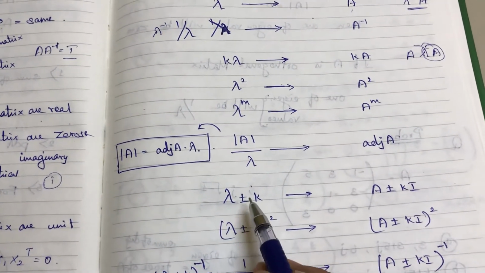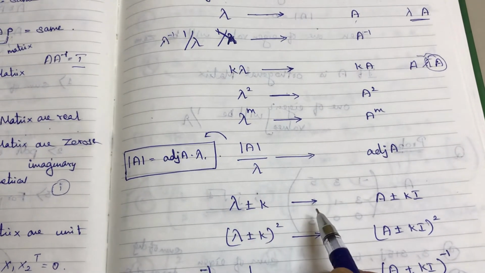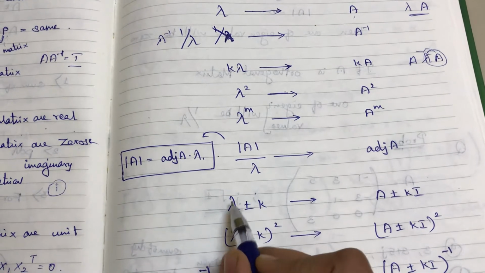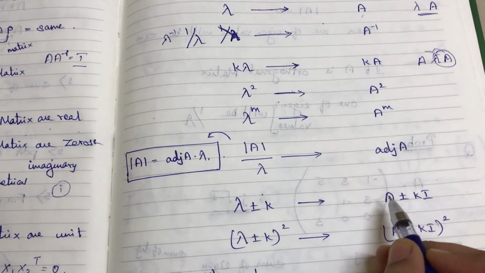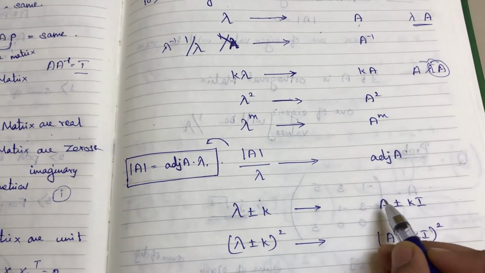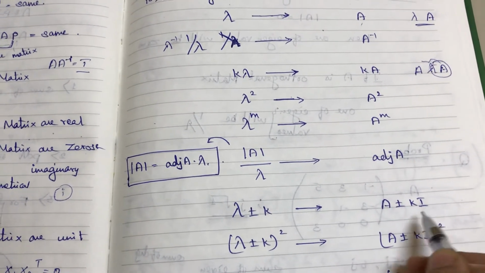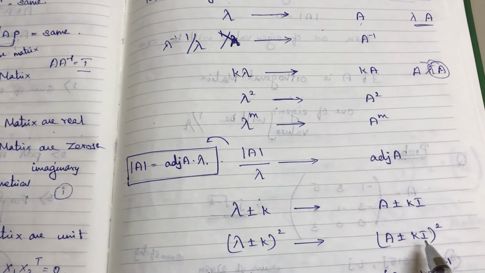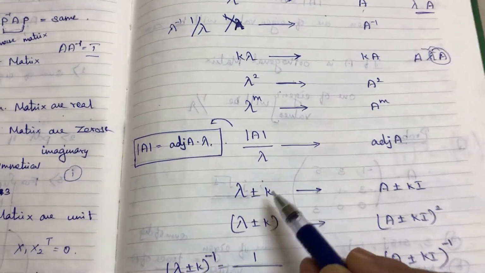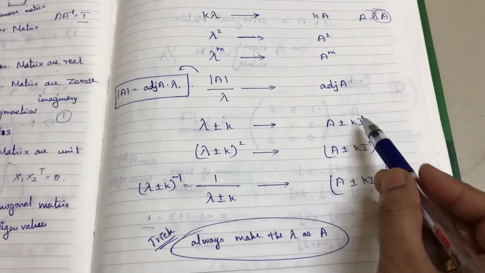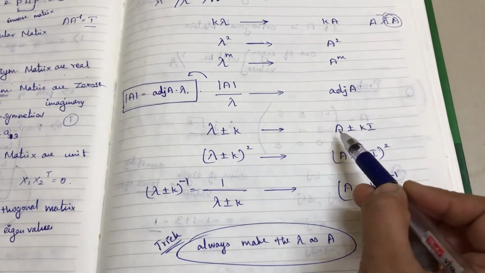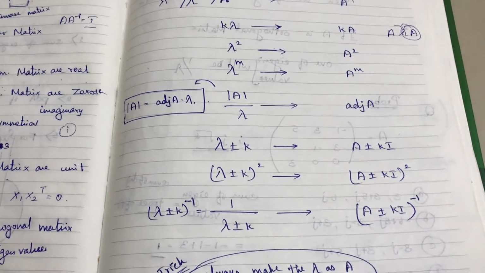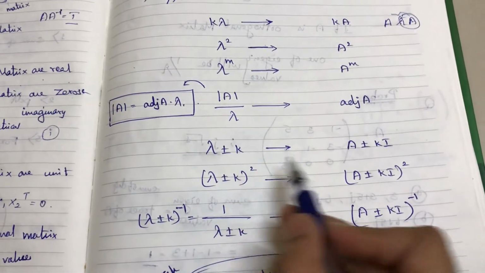Then lambda plus or minus K, just concentrate here, just make the lambda as A. As I have already told, lambda as A plus or minus K into I. Just put K into I. This is our matrix and these are eigenvalues. From this also you can easily make here A to lambda and just remove the I. That's it. So lambda plus or minus K.